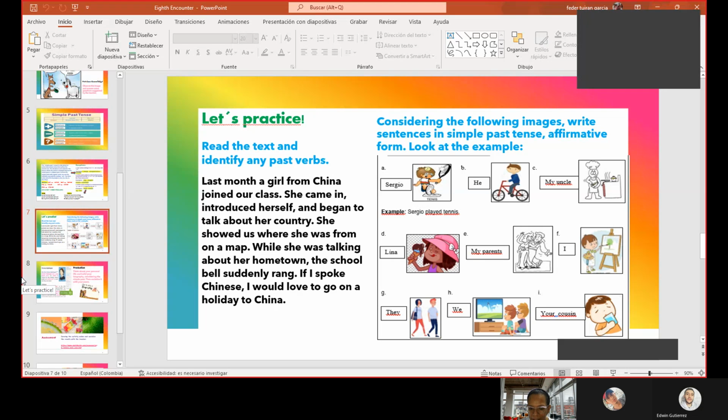Yes, now yes. Okay. And I have the other option here. I take a screenshot and I send it to you in the chat and you can see the activity. Well, go ahead. I give you some minutes to organize the sentences using the past simple.